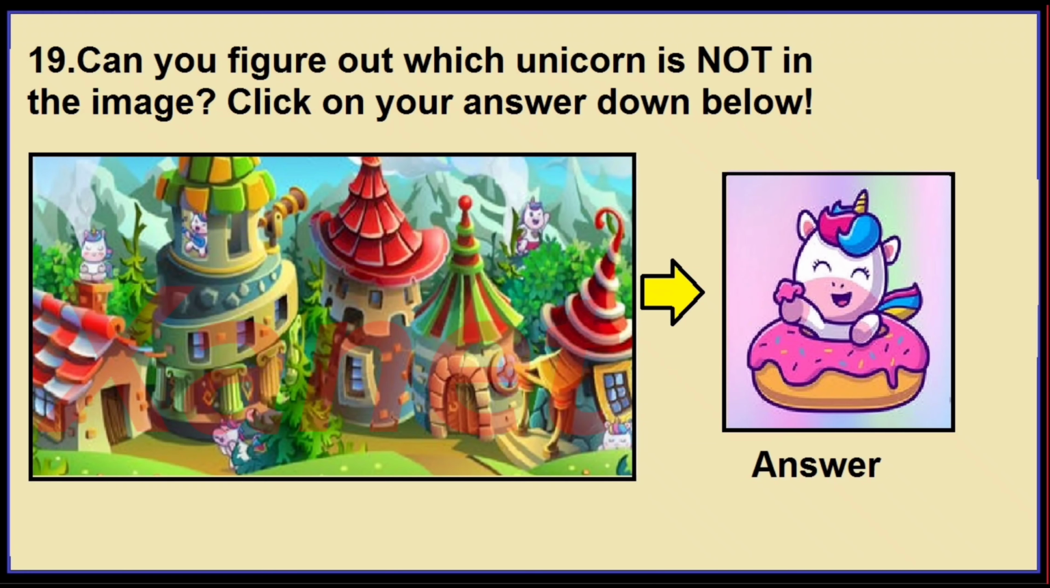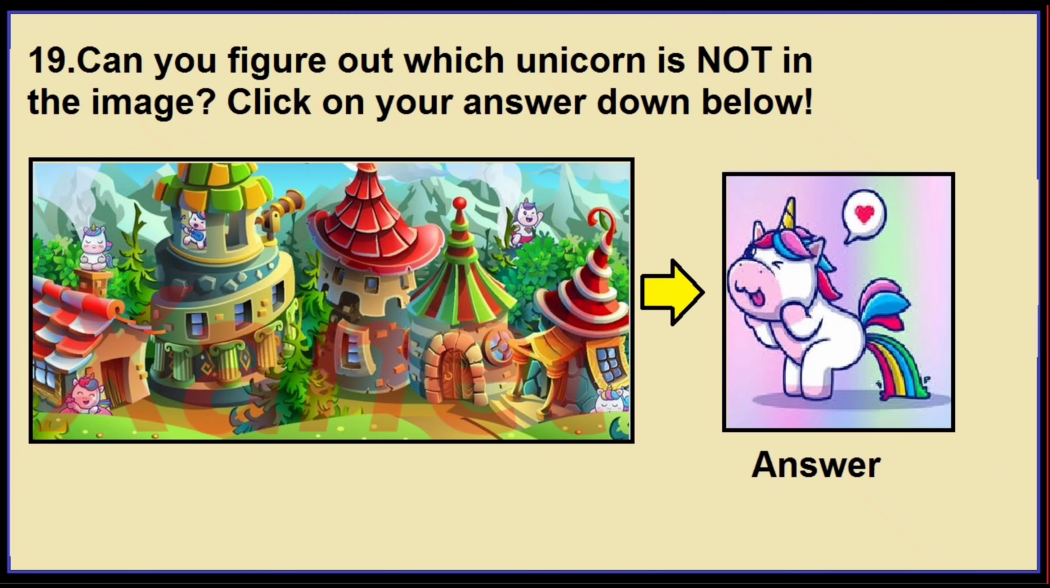For example, in version 1 of this question, you can see this unicorn is not in the image, so I have clicked this as the correct answer. So if you find the same image as mine in your question, then just click this unicorn, okay? Now in version 2, you can see this unicorn is not in the image, so I have clicked this as the correct one. And this is easy, so you need to use your sense in this question so that you do not make a mistake here.